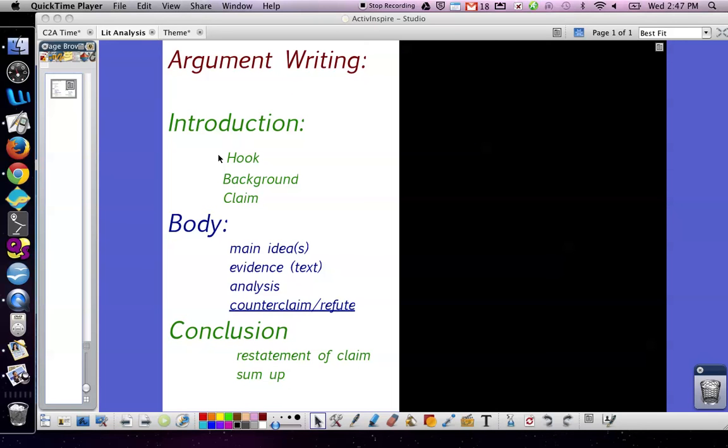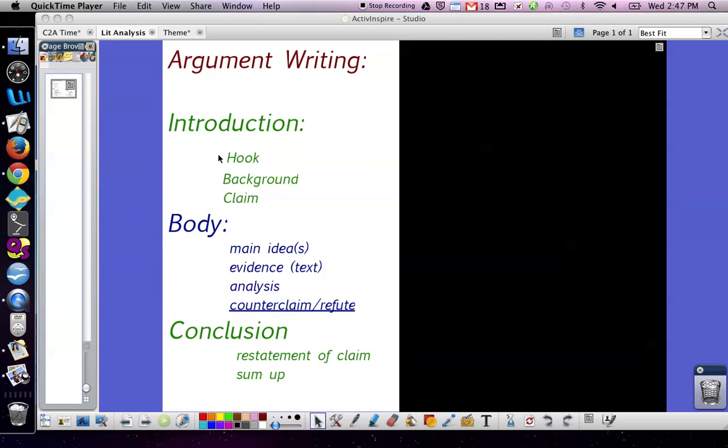Every body paragraph is going to have some evidence. In English, your evidence is probably text evidence, coming from an essay that you read or maybe coming from a story. But in science, if you were writing an argument essay, it might come from an experiment that you did and the results of that experiment. Or in math, it might come from the results of a few different problems that you've done if you're arguing the best way to solve an equation. But you are going to have evidence.